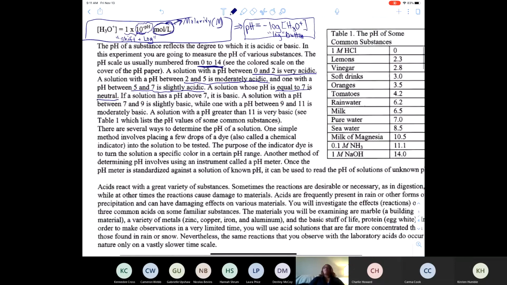And then if the pH is greater than 7, so between 7 and 14, then it is basic. And then more specifically, between 7 and 9 is slightly basic. Between 9 and 11 is moderately basic. And then if the pH is greater than 11, it's very basic.